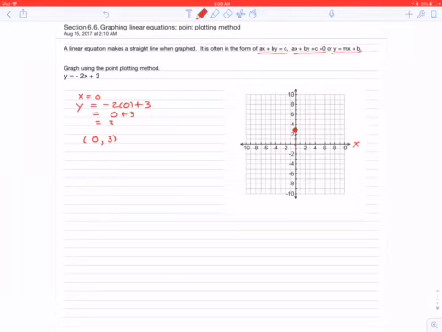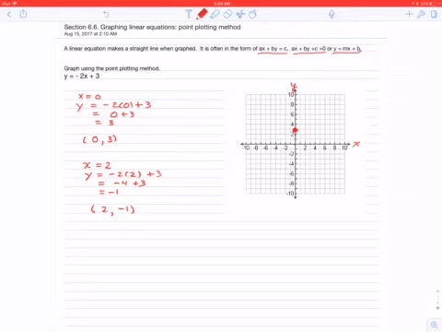I need another point to graph this line. So let's try x is 2. That's within the range of x's that I have. So I'll substitute it for x. Y equals negative 2 times 2 plus 3. When I simplify that, I get negative 4 plus 3, or negative 1. The ordered pair is x is 2, y is negative 1.